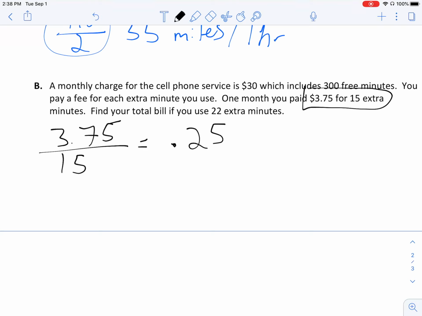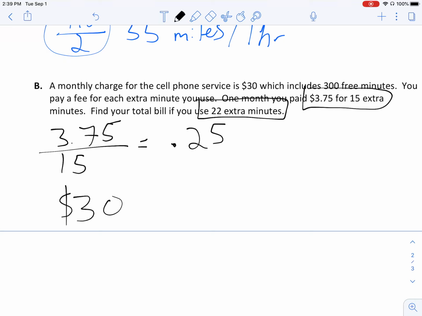So now, if I used 22 extra minutes, they're asking me to figure out what I am going to pay. So the total amount of minutes I use is 322, just so you understand what the question is saying. I use my 300 free, and I use 22 minutes beyond my allotted 300. So the flat rate for the 300 minutes is $30. I'm going to pay that.